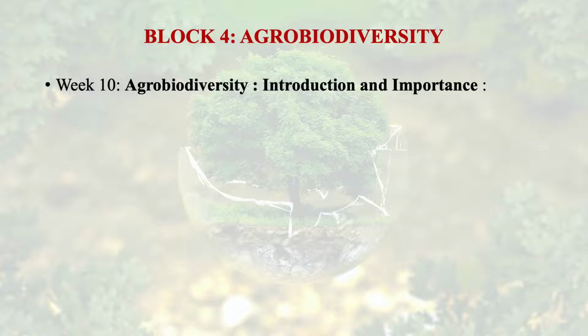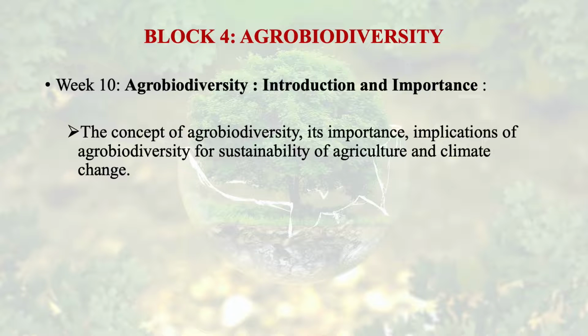From week 10 to 12, the major focus of your learning objective is to understand agrobiodiversity, factors responsible for depleting agrobiodiversity, sustainable use of agrobiodiversity, and sustainable management of biodiversity. In week 10, when we are trying to learn about the importance of agrobiodiversity, you will get an overview of the basic concept of agrobiodiversity, its importance, and implication of agrobiodiversity for sustainable agriculture and climate change.